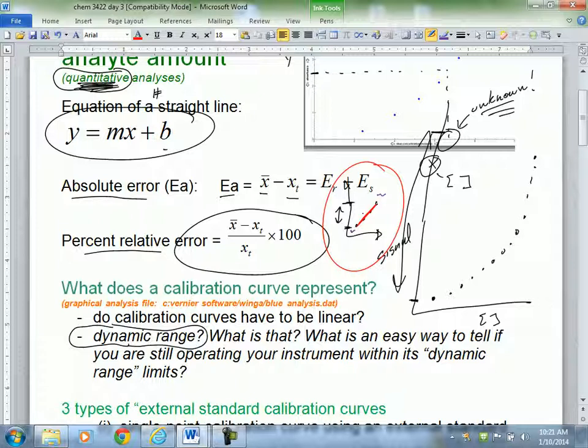But way out here, how do you know, right? The books and the manuals tell you the dynamic range, but you can't trust it. You've got to make your calibration curves bigger. What is an easy way to tell if you're still operating within your dynamic range? That's a big deal because you want to stick to using this equation. Otherwise, you need so many data points. How do you know if you're still within your dynamic range?